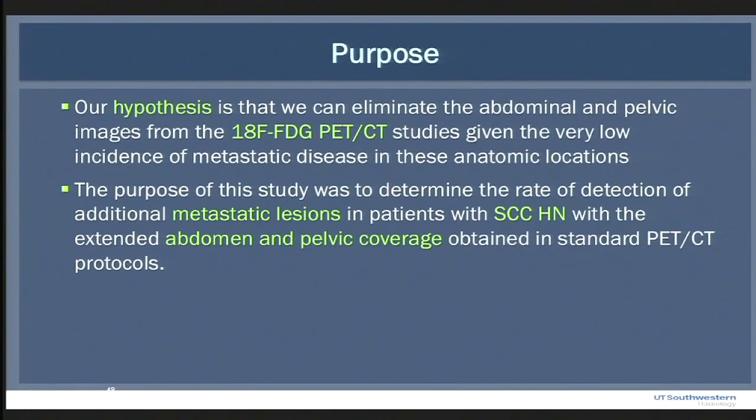So our hypothesis is that we can eliminate the abdomen and pelvis acquisition from the PET-CT studies performed in these patients, given that there is a low incidence of metastatic disease in these locations. And our purpose was to determine the incidence of metastatic disease in the abdomen and pelvis in these patients, that we can see with this extended abdominal and pelvic coverage obtained in our standard PET-CT protocol.